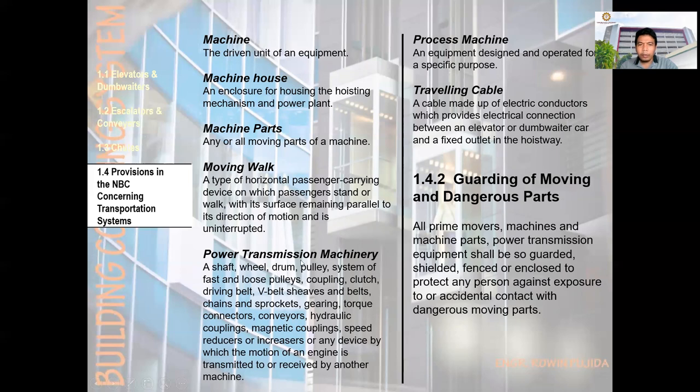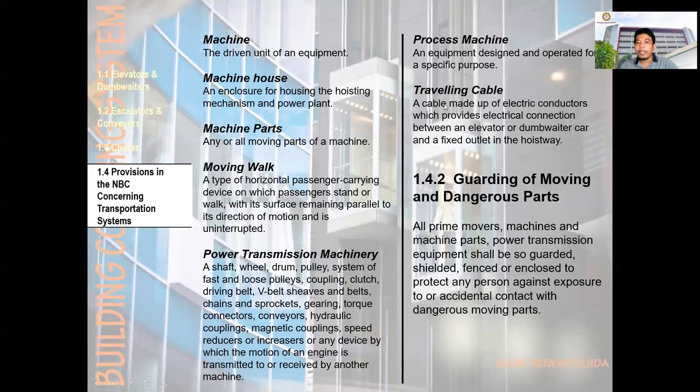Next, we have the power transmission machinery. It is a shaft, wheel, drum, pulley system of fast and loose pulleys, coupling, clutch, driving belt, V-belt, chain and sprocket, gearing, torque connectors, conveyors, hydraulic couplings, magnetic couplings, speed reducers or increasers, or any device by which the motion of an engine is transmitted to or received by another machine. So that's the power transmission. Next, we have a process machine. So it is an equipment designed and operated for a specific purpose.